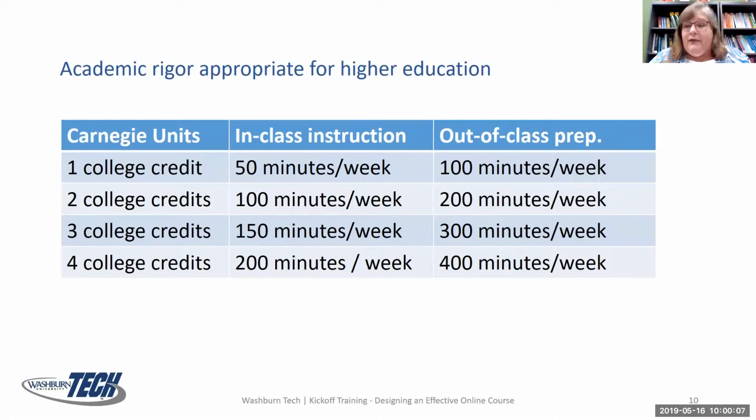So if you're developing a course that is worth only 1 college credit, you need to design your course with the thought in mind that you need 50 minutes of in-class instruction per week, but then you can also include 100 minutes of out-of-class homework assignments. This table shows the corresponding amount of time that you need to plan on filling.